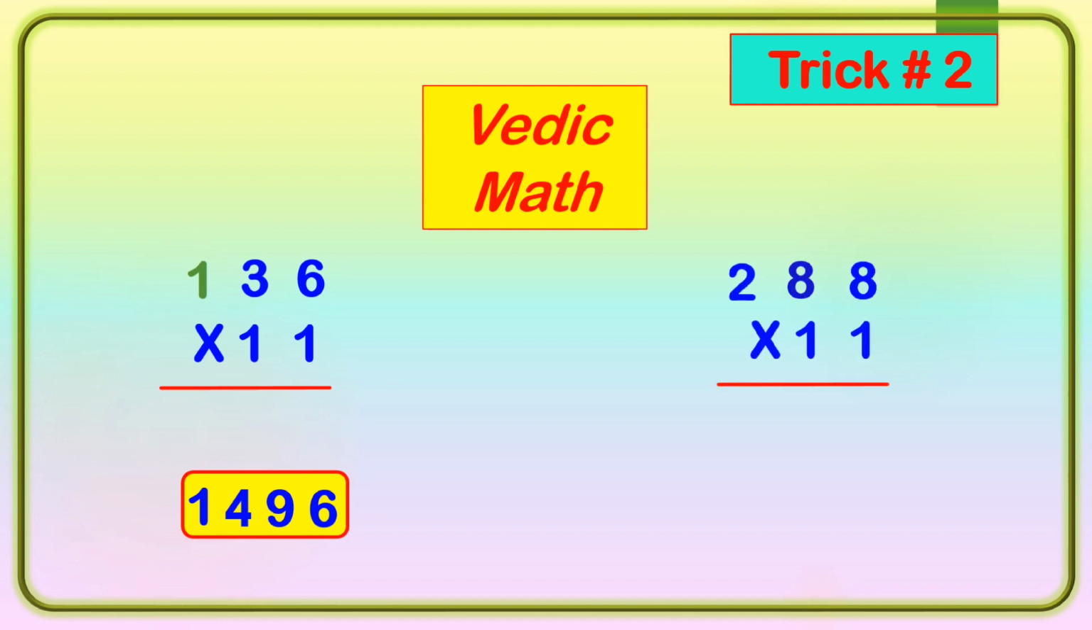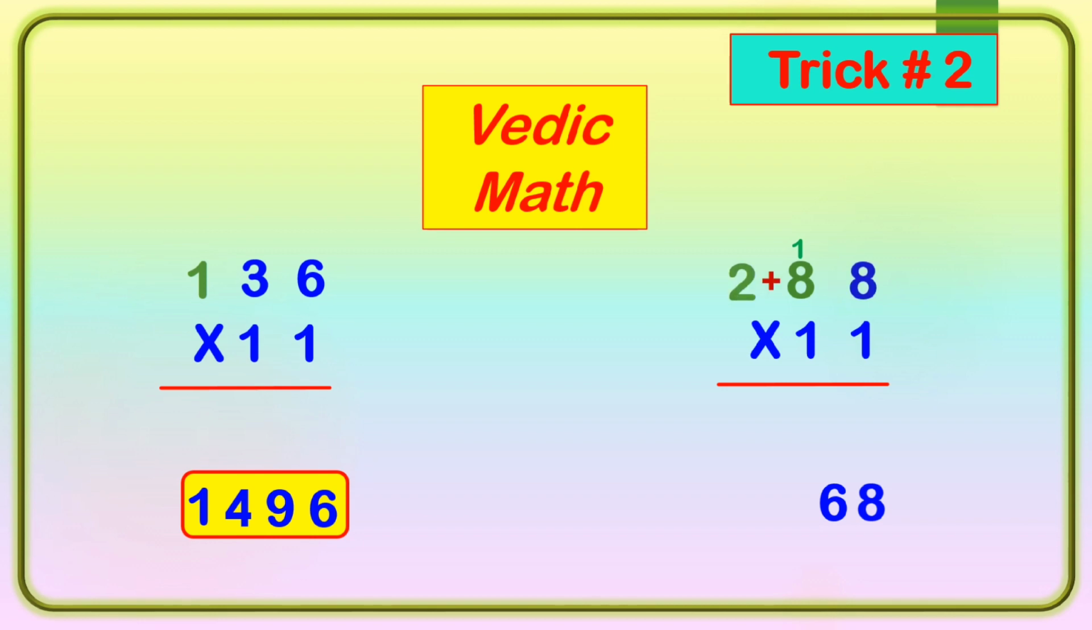288 multiplied by 11. Same way you have to write it. The last right hand side number is 8. Write it as it is. The next number is 8. 8 plus 8, here you are getting 16. 16 is a double digit number. So what do you have to write? You write only 6 and carry 1 upon the 8.